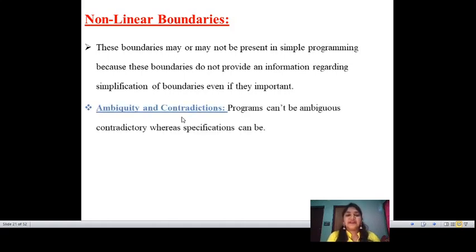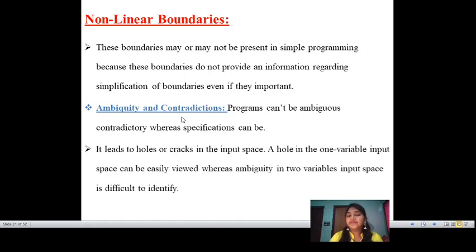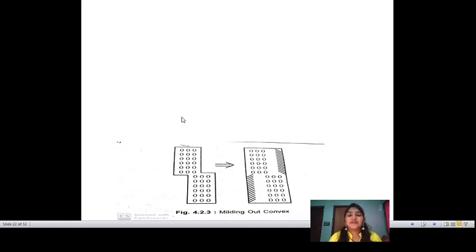How will we simplify this type of boundary? By removing these boundaries, or by converting the non-linear boundaries into linear boundaries and making it a nice domain. Ambiguity and contradictions define one of the non-linear boundaries. Programs can't be ambiguous or contradictory, whereas specifications can be. It leads to holes and cracks in the input space. Due to these holes and cracks, bugs will be raised, and that domain is an ugly domain.